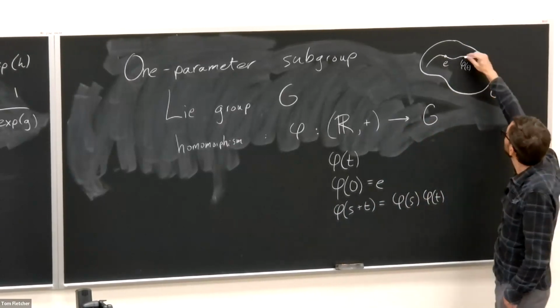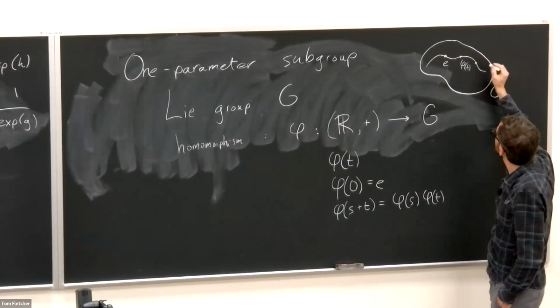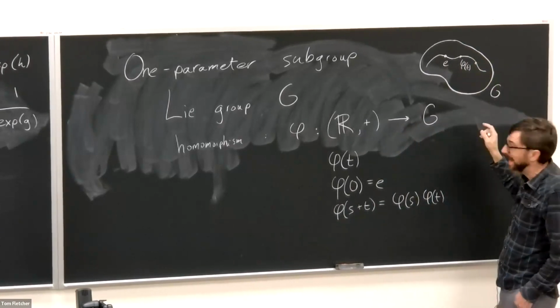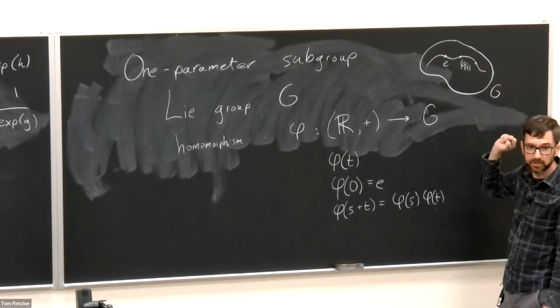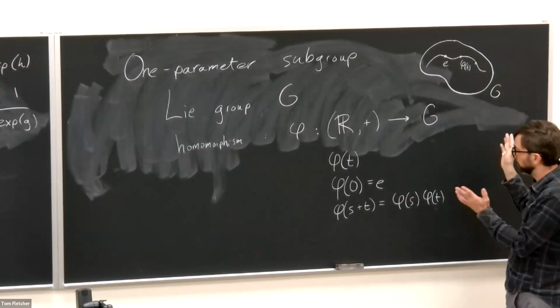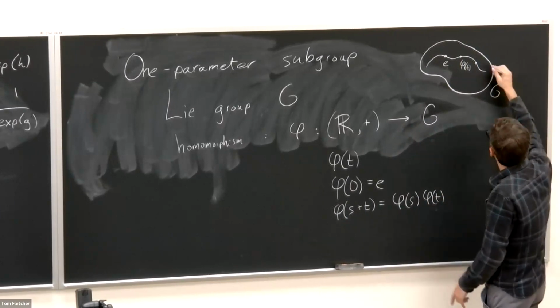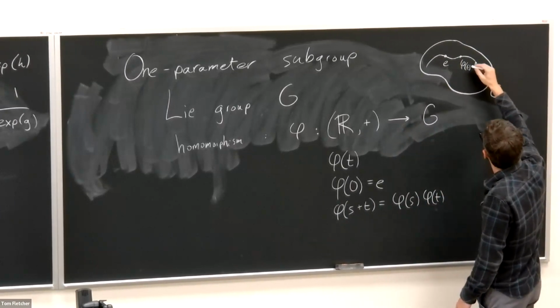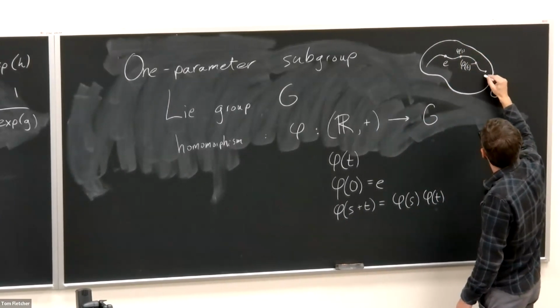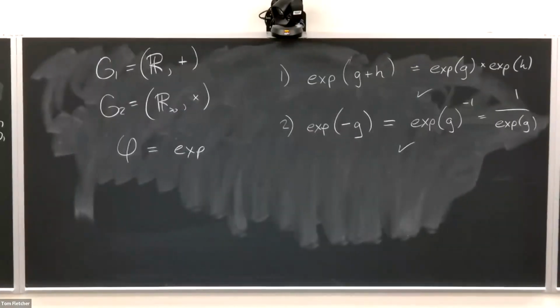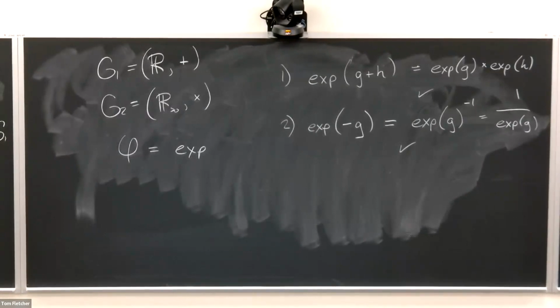And so what that says is if you give me 2 points, phi of s, phi of t on the group, and I multiply them together under whatever my Lie group operation is, I'm going to get an output of a 3rd point. So let me make this phi of s. This is phi of t. I'm going to get a 3rd point, which is phi of s plus t.